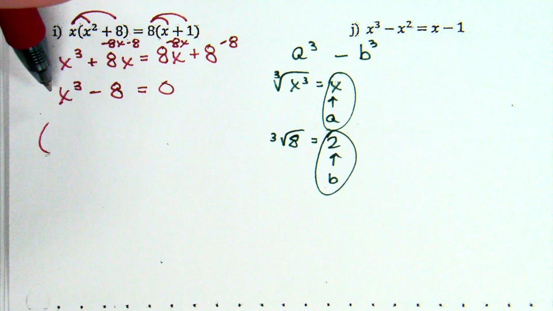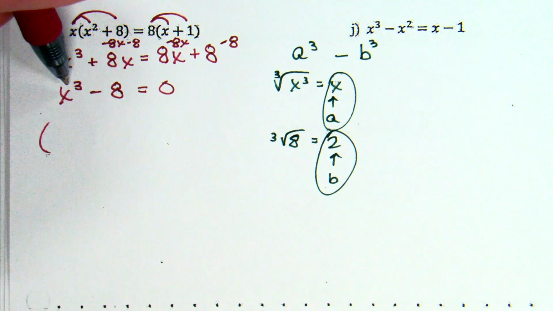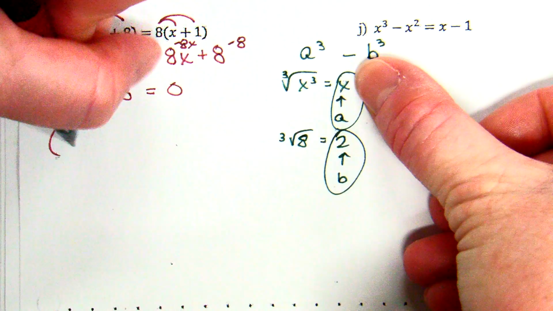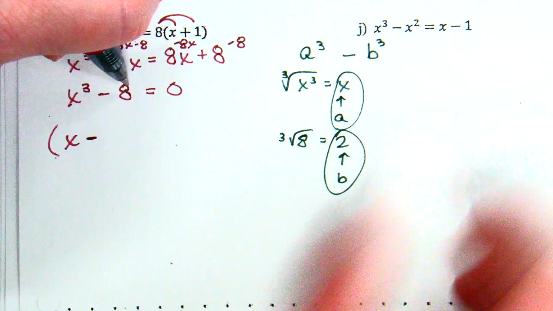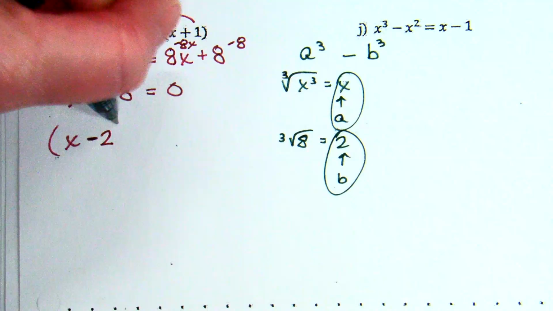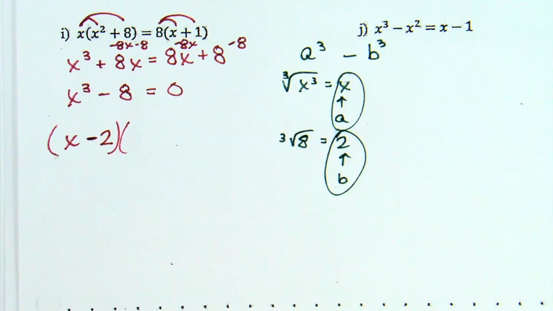Okay, my first parenthesis is a minus b. What was the cube root of x cubed? X. Minus, because that's what the original problem was. What's the cube root of 8? 2. So x minus 2, or a minus b, goes in that first parenthesis.